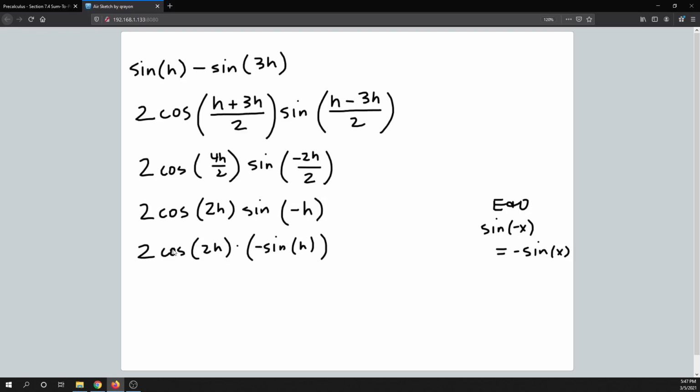And then what I can do, since I can multiply these, I have 2 things being multiplied out, depending on how you look at it. I can go ahead and rewrite this. This is the same as negative 1 times sine h. So I can go ahead and multiply the negative 1 and the 2 together, and that's normally how you would see that written. So it would be negative 2, because this 2 times this negative 1 would be negative 2. And then it would be written cosine 2h sine h, like so. Okay, and so that's the final answer on this one.